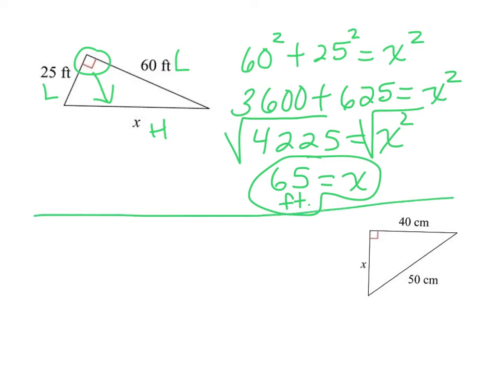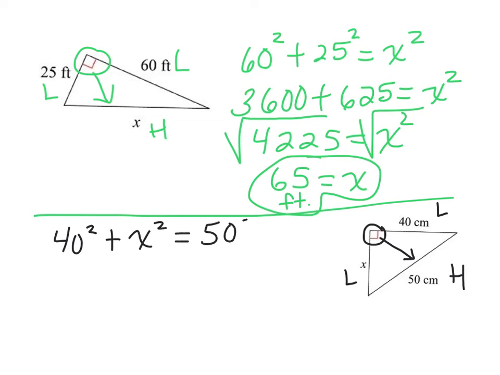My first step is just to look at the triangle. Here's my 90 degrees. I walk straight across, so that's my hypotenuse. These two are my legs. So again, leg squared plus leg squared equals hypotenuse squared. So 40 times 40, that is 1,600. 50 times 50 is 2,500. I need to get the x squared by itself, so I need to get rid of the 1,600.